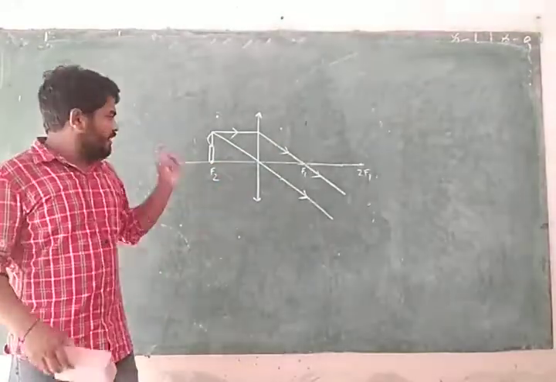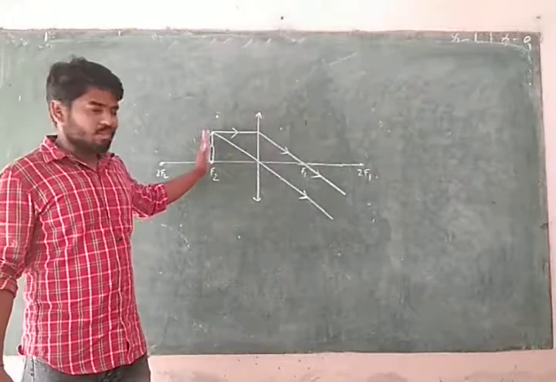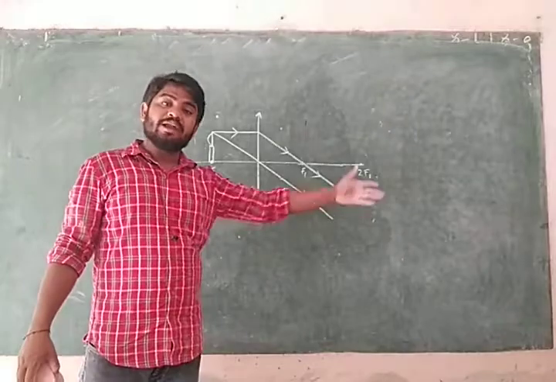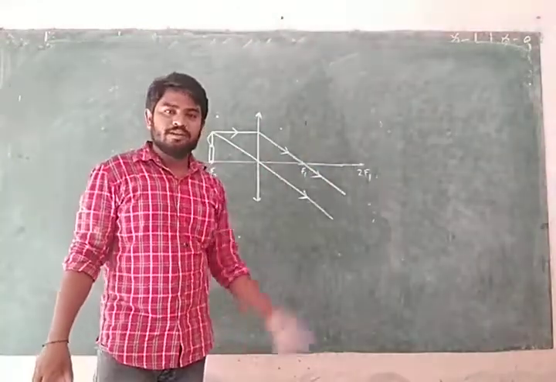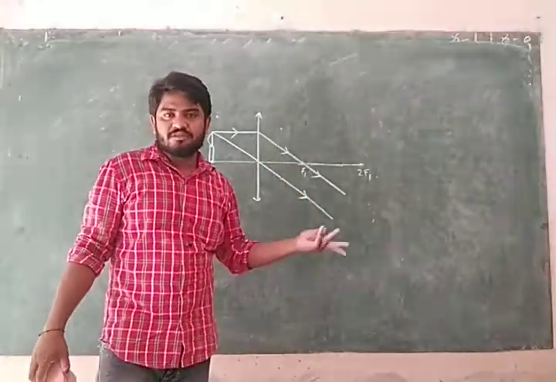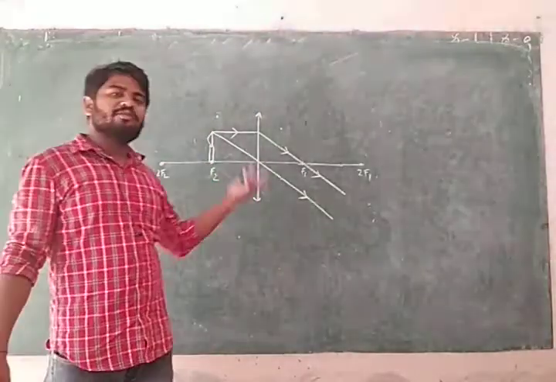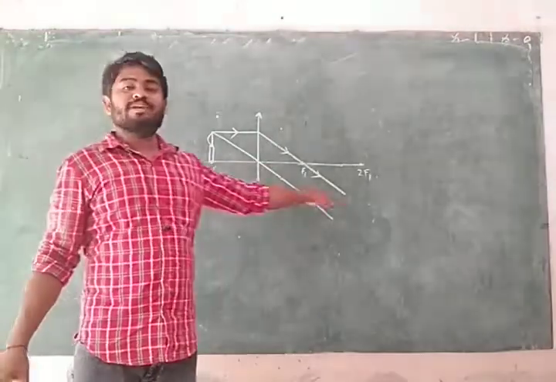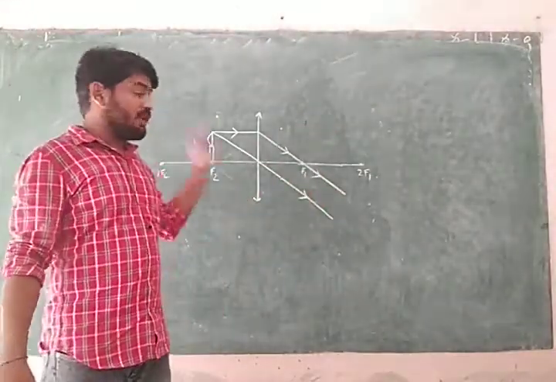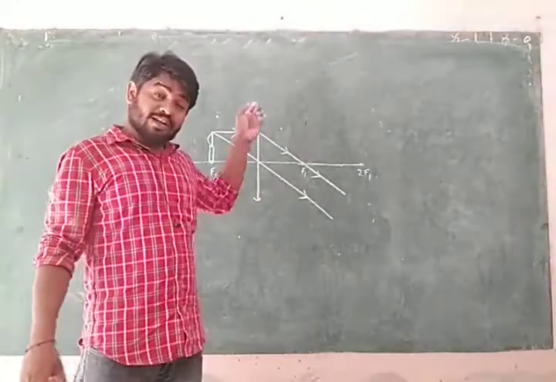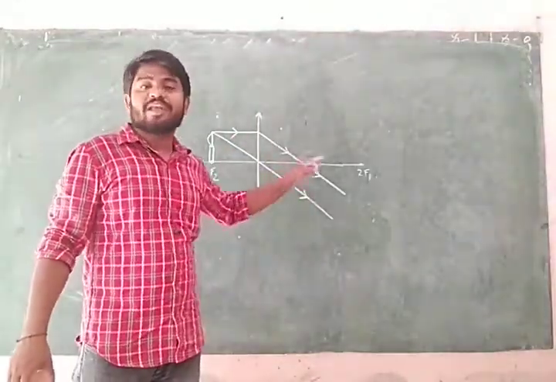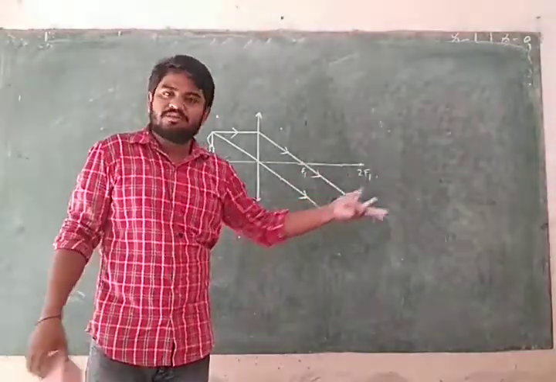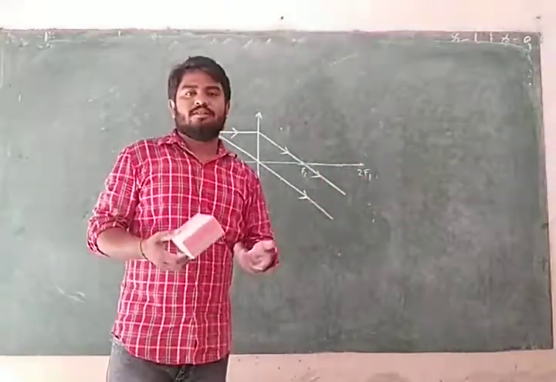That means when an object is placed at the focal point, the image will be formed at infinity. Clear? So either it is real or virtual, we cannot tell anything. So what is an image? The converging point of refracted or reflected light rays, right? So they are not meeting anywhere, so the image will be formed at infinity. So we cannot tell. Clear?